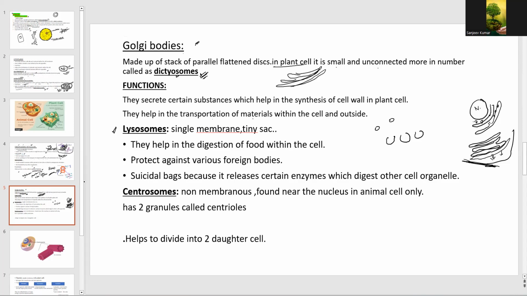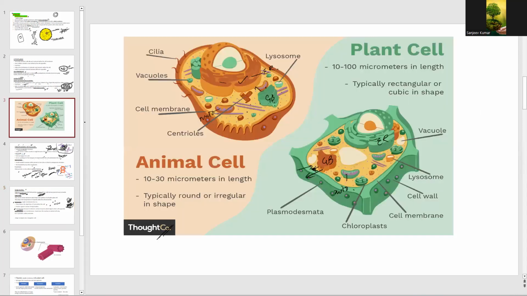Protects from various foreign bodies. They are also called suicidal bags. Means these sacs will be present inside the cell. This is the lysosome. Look, these are sac-like structures. Sac-like structure means a sac, a bag.